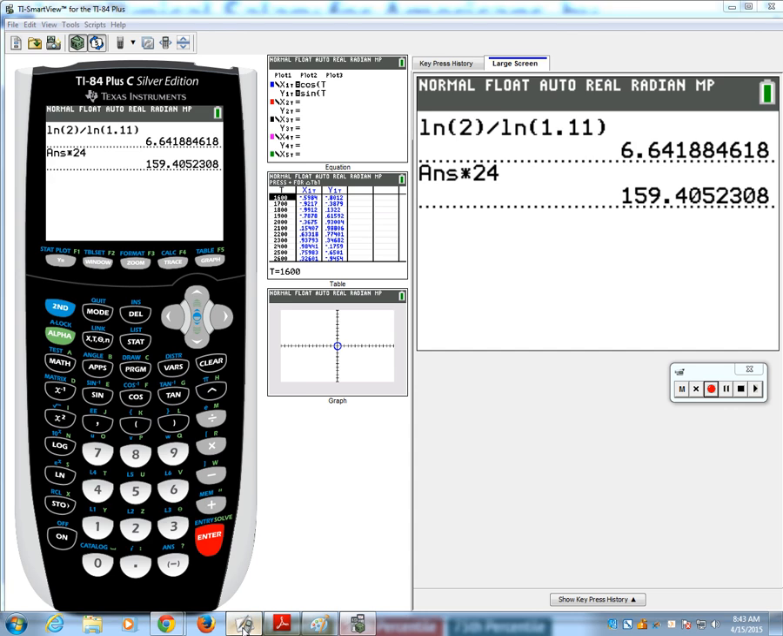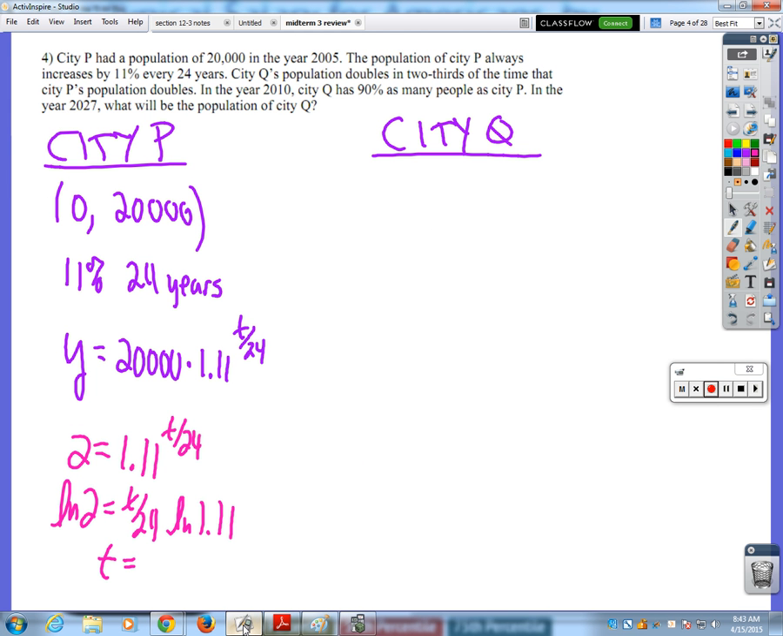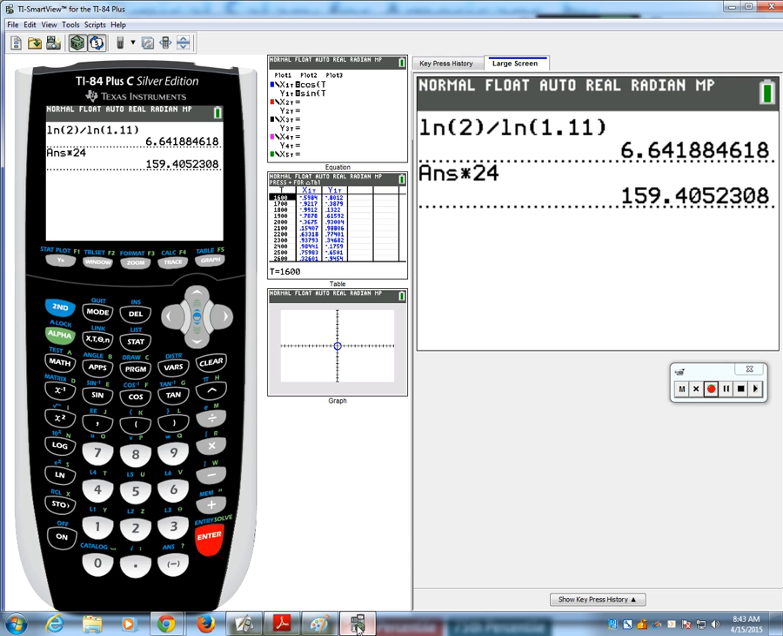Okay, we're going to round in a minute because what we need to know is how long it'll take city Q's population to double. It doubles in 2/3 of the time that city P's population does. So I need to take this and figure out what 2/3 of it is. So times 2/3. So I'm going to say they double in about 106 years. Okay? Sound good?